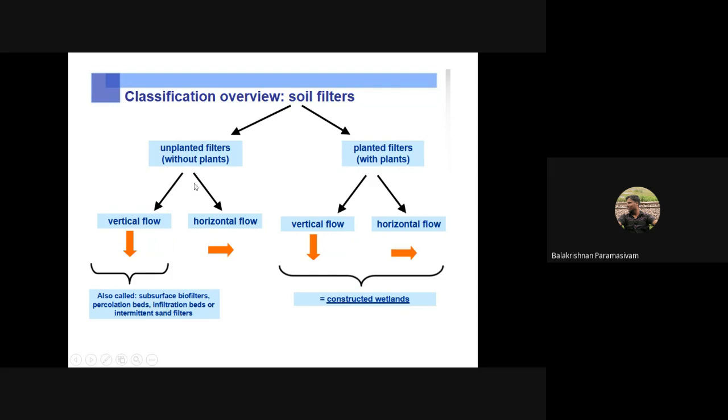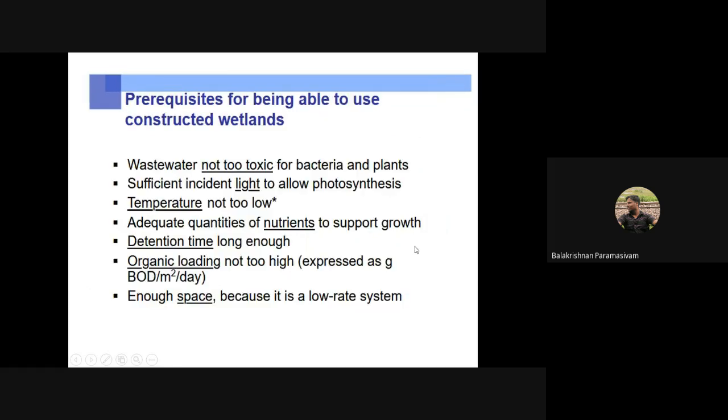If there is no plantation, it is like a filter media. If the plants are there, it is a constructed wetland. So this is one difference. The major difference, based on the operation, is vertical flow constructed wetland and horizontal flow constructed wetland. And this is very, very important.